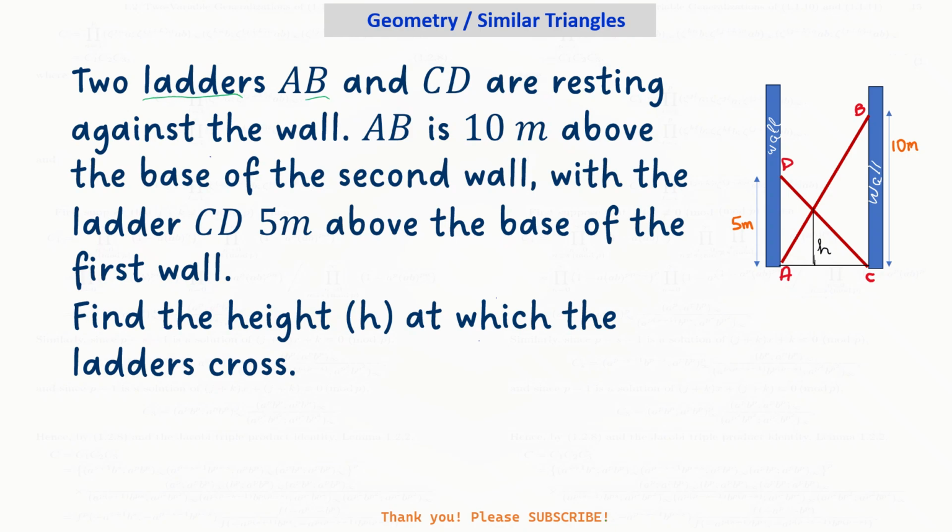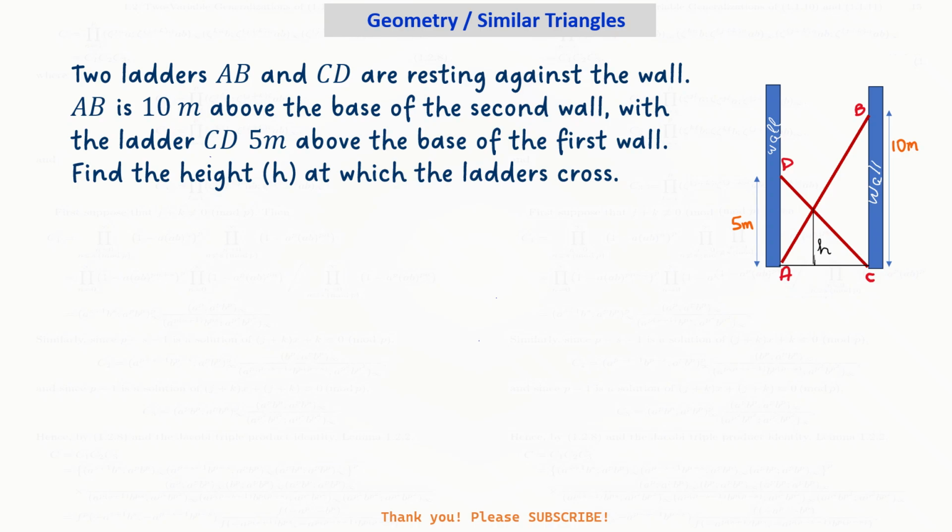Two ladders AB and CD are resting against the wall. AB is 10 meters above the base of the second wall, with the ladder CD 5 meters above the base of the first wall. So, here you have AB and CD. The CD is 5 meters from the base, and AB is 10 meters from the base, the distance from base to the tip of the ladder. And we need to find the height h at which the ladders cross.